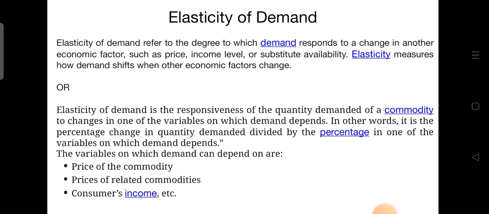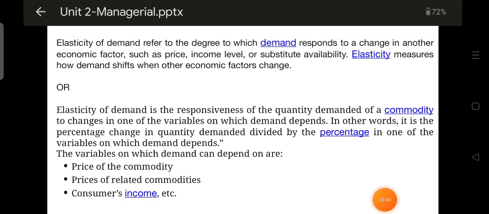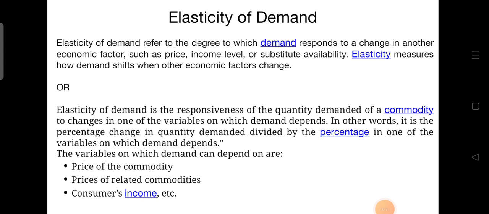factor such as price, income level, or substitute availability. And elasticity measures the demand shift when other economic factors change. So here we are going to consider only the demand with respect to the other determinants, how the demand is dependent on the other determinants, how it changes according to the other determinants' changes.